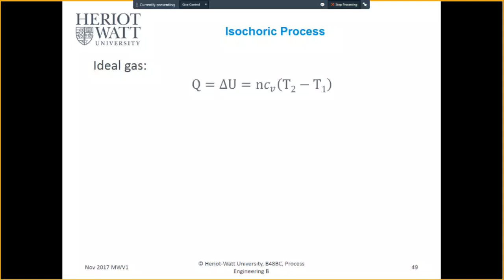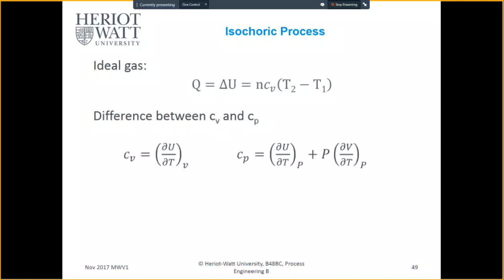So for an ideal gas system, Q equals change in internal energy, which equals nCv delta T. The difference between Cv and Cp, what is the difference, do you think? I mean, it's labeled. Cp is obviously related to pressure. Cv is related to volume in relation to the universal gas constant, and we'll get to the end of that by the end of this lecture.